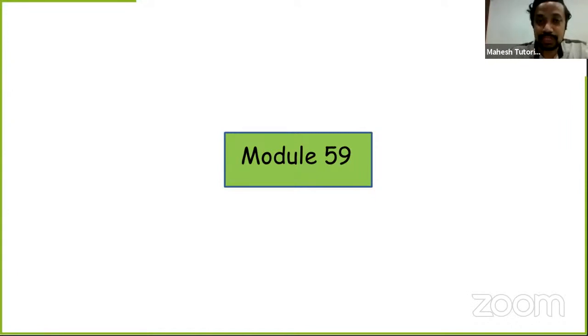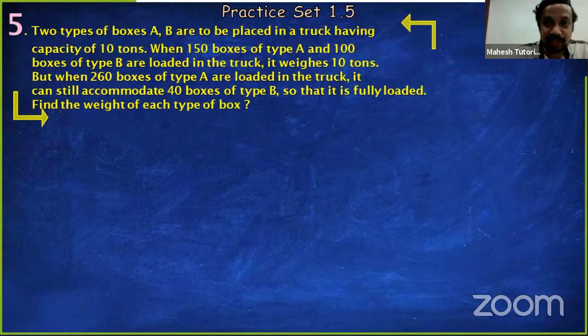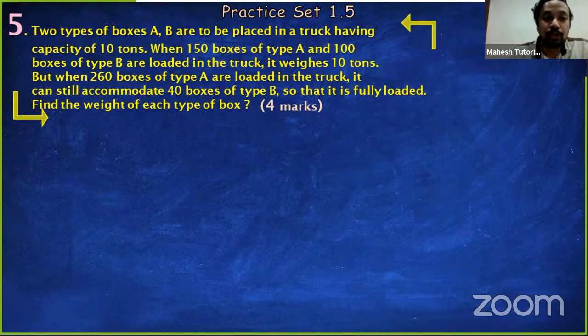All right. So moving towards the first word problem for today, students. Practice set 1.5, main question number 5. Now, students, I want every one of you to read the question. Two types of boxes, A and B, are to be placed in a truck having capacity of 10 tons. When 150 boxes of type A and 100 boxes of type B are loaded in the truck, it weighs 10 tons. But when 260 boxes of type A are loaded in the truck, it can still accommodate 40 boxes of type B so that it is fully loaded. Find the weight of each type of box.